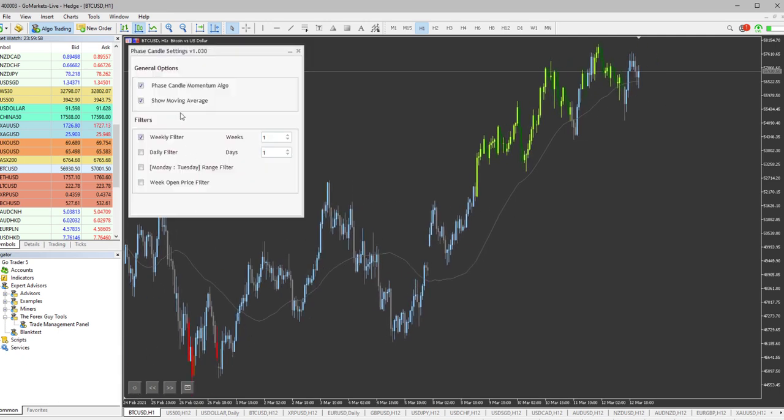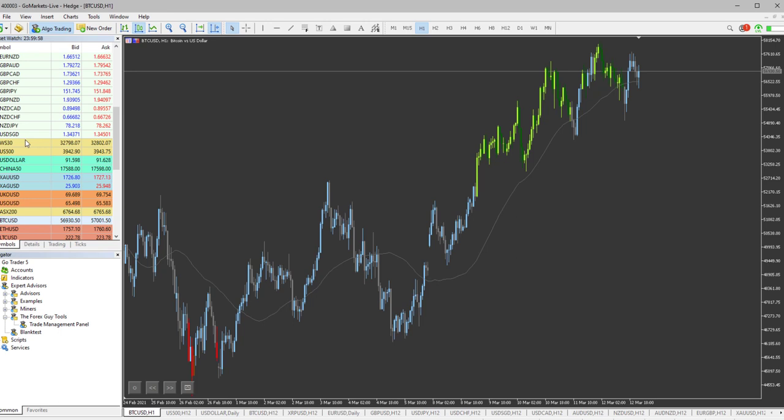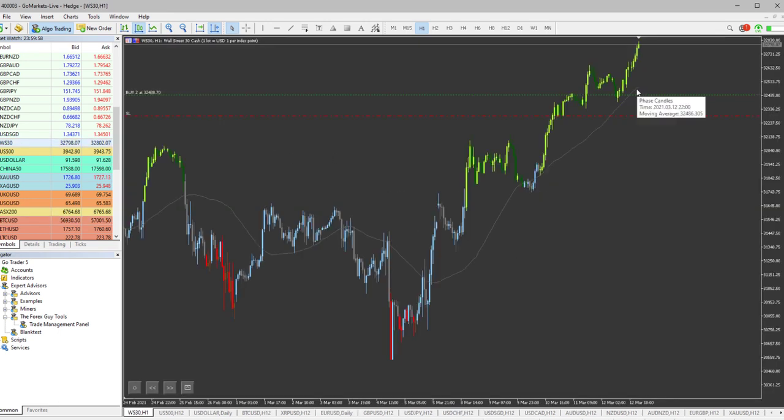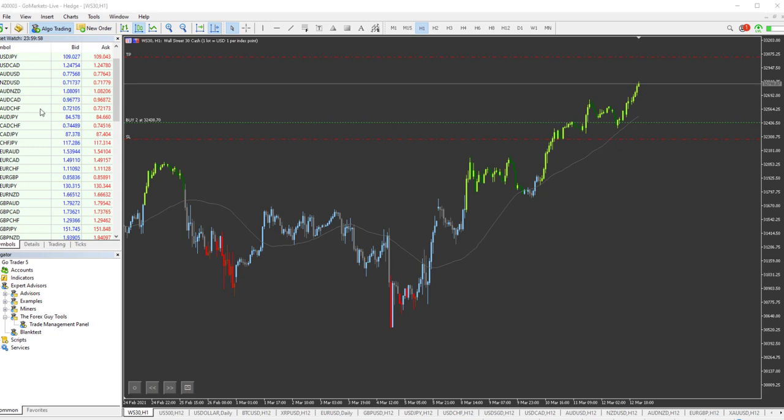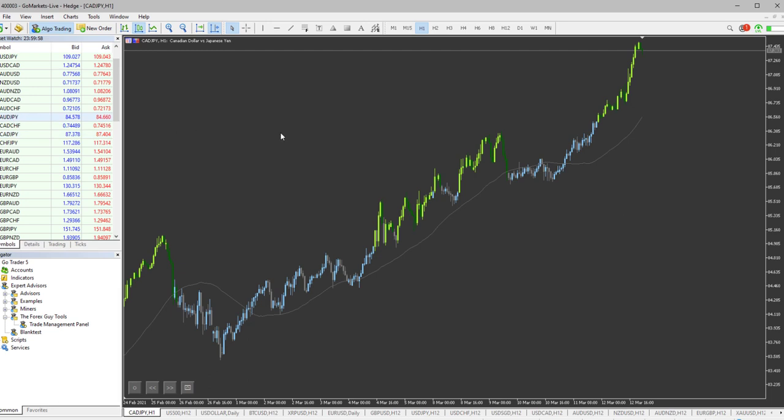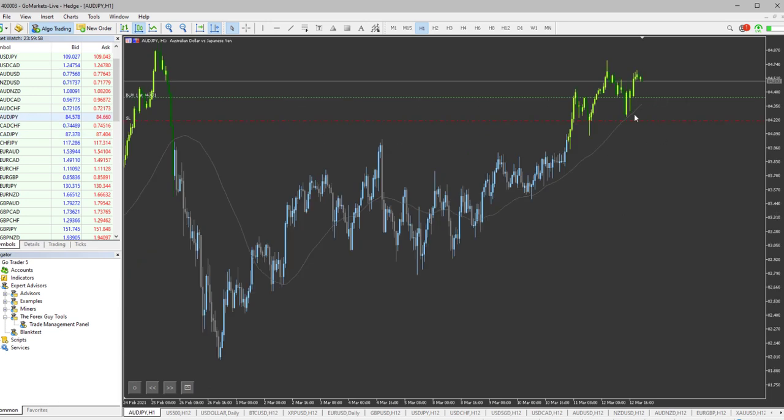You can see, if we open the panel again, it remembers your settings, so you don't have to save or anything. Like I said, it'll just remember them. I think we have the Dow here. I had a trade going. You can see it closed really strong into the week, and what's the other trade? I think it was one of the yen pairs. Aussie yen, here we go.